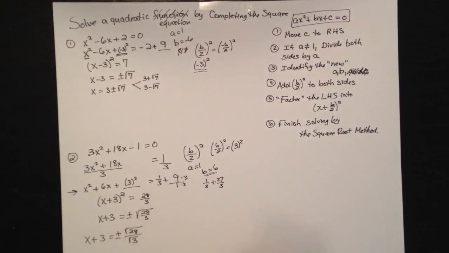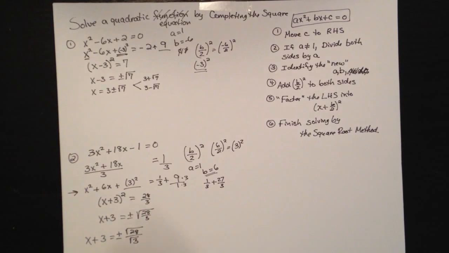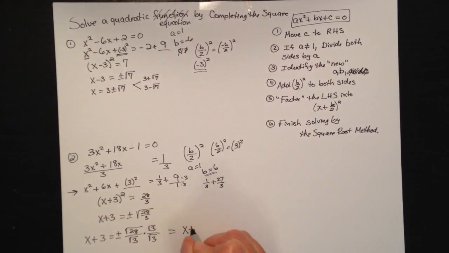I'm going to rationalize this denominator. You're not supposed to have a square root of 3 in the denominator. So I'm going to multiply this by the square root of 3 over the square root of 3. I have x plus 3 is equal to plus or minus the square root of 28 times 3. Those can be combined under one radical over 3. All right, let me go ahead and move the 3 over. So x is equal to negative 3 plus or minus the square root of 28 times 3 over 3.